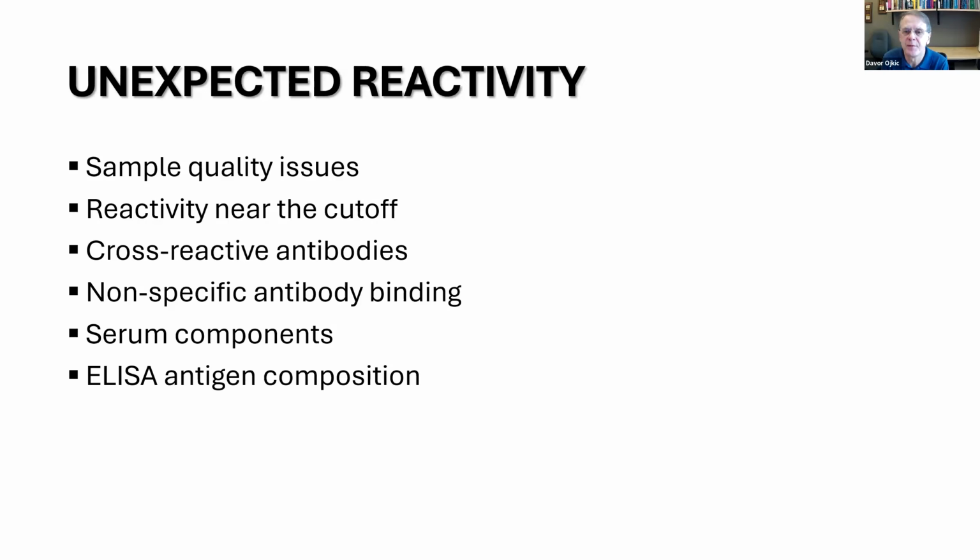And there could also be some non-specific binding due to serum components. If you have highly lipemic or globulin-enriched samples, it can cause occasional false reactors, or unexpected, not necessarily false, reactivity. And also ELISA antigen composition, depending on the type of ELISA and how the antigen was purified, how the antigen was coated, how plates were blocked and so on, a whole bunch of little technical things that can cause unexpected reactivity.